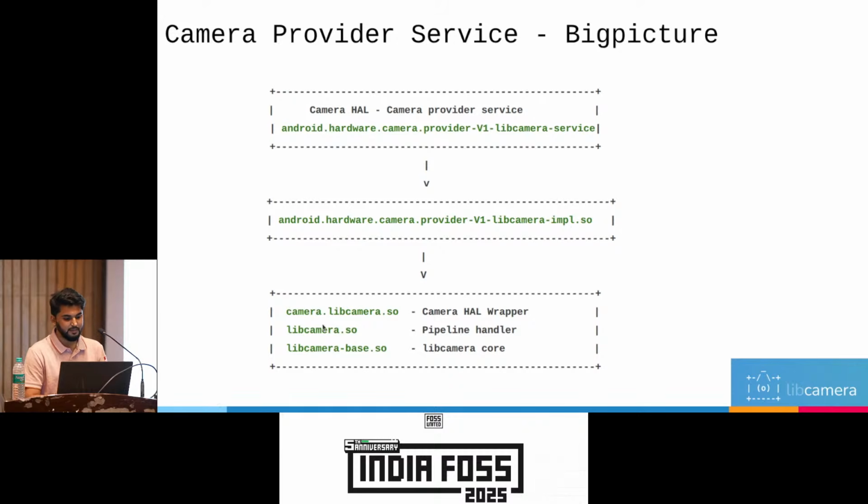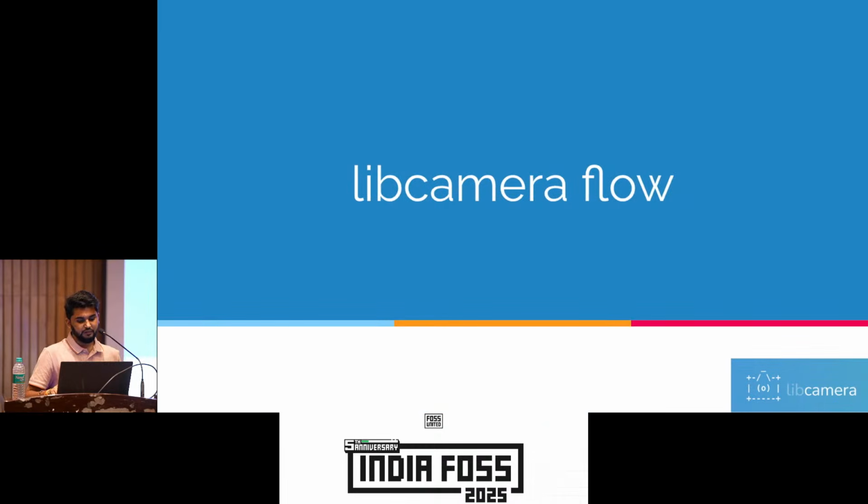Here, whatever you can see in the last block, the camera.libcamera.so, libcamera.so, and libcamera base.so, this is where the Libcamera comes into action. This camera provider calls the get hardware module, and it will load the camera.libcamera.so files. This is where the Libcamera init process and the main architecture come into action. Okay, now we will take a look at the Libcamera initialization flow.